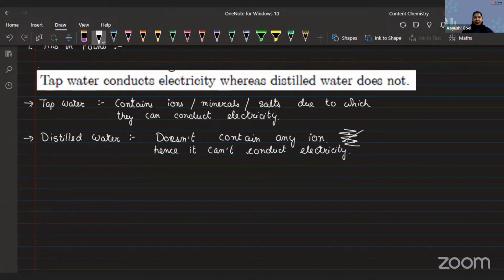This is the simplest way to write your answer in points. This is the best way, because when you are writing the answers in points, the person who is reading can understand where you are highlighting your things. And in this question, I can just highlight the words like contains ions, doesn't contain ions. It will highlight those important words, and this will show that tap water has ions and distilled water doesn't have the ions. Is it clear?